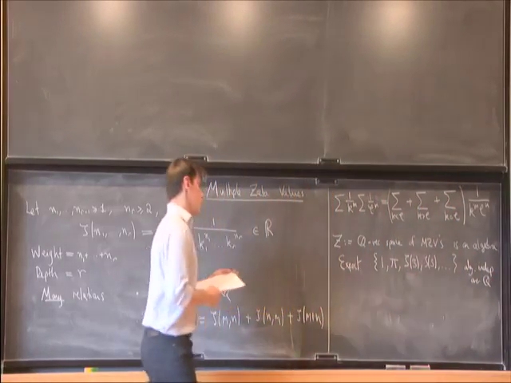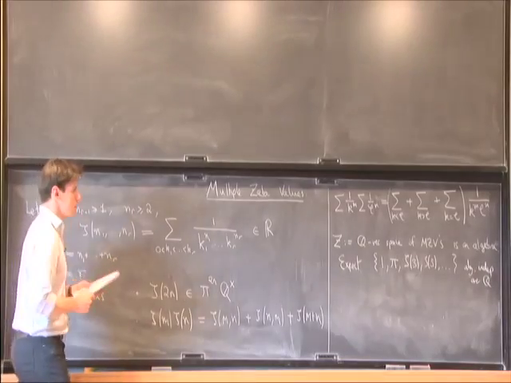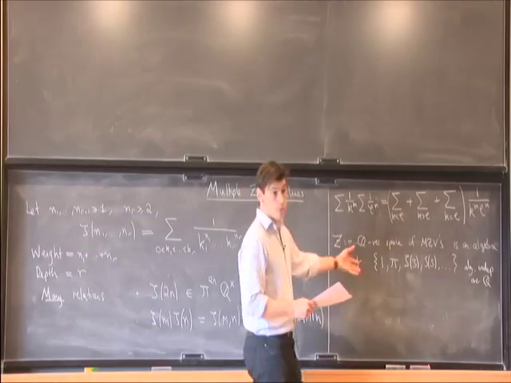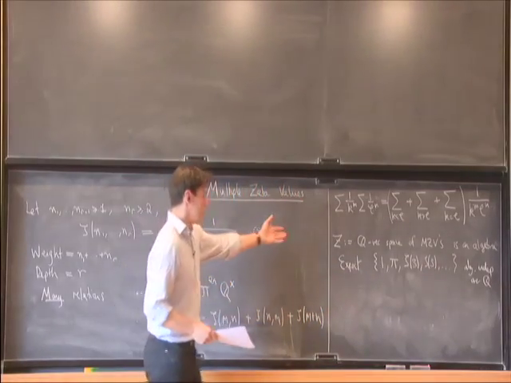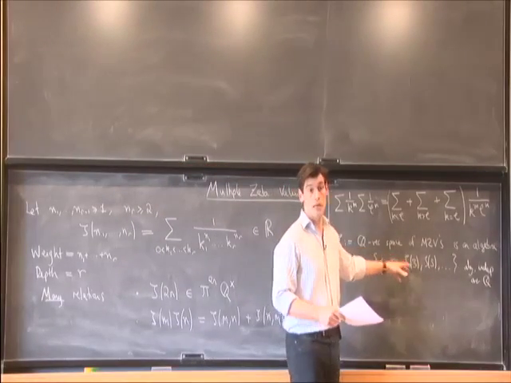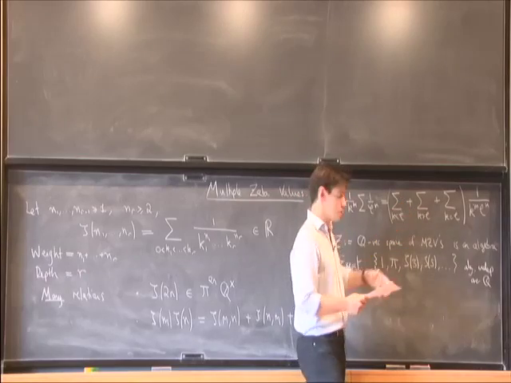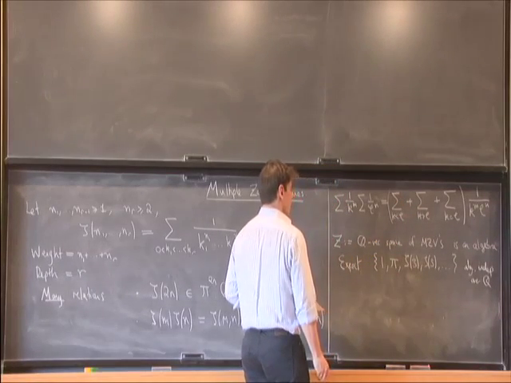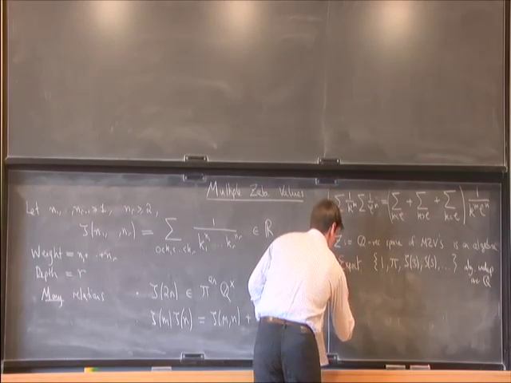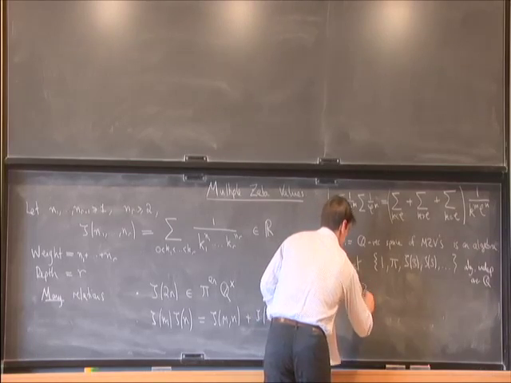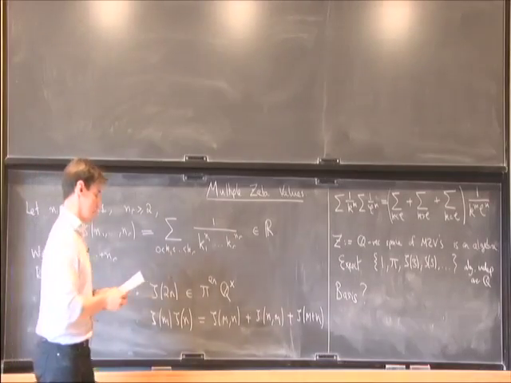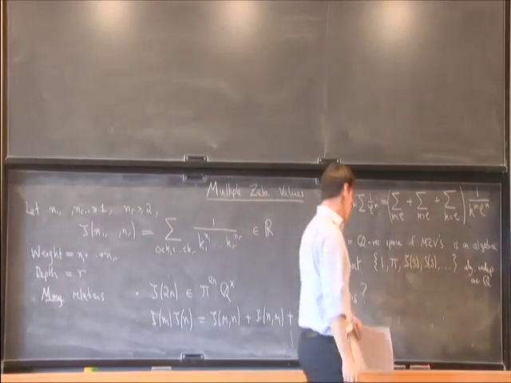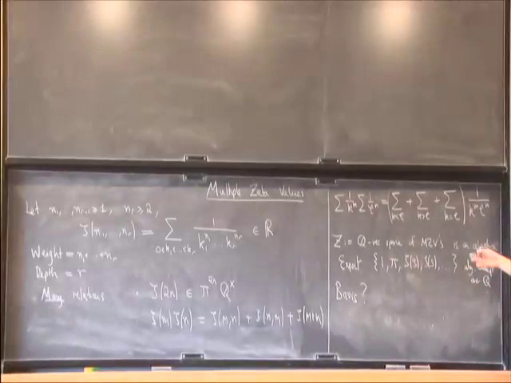And what's nice about this setup is, if one wants to understand polynomial relations between these numbers, then by the fact that Z is an algebra, this reduces to understanding linear relations between multiple zeta values. So that begs the following question. What is a basis for the multiple zeta values as, say, a vector space? And so the natural thing to do here is to try to write down a basis or a generating family.